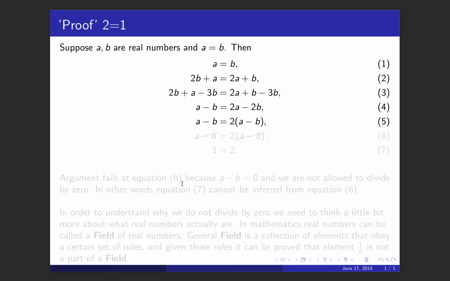And so we near the end now. We can surely divide by a minus b at this point, right? Because we are certainly allowed to do that. So we'll divide by it, and after dividing both sides by a minus b, we obtain the advertised result that 1 is in fact the same as 2. Who would have thought, right?